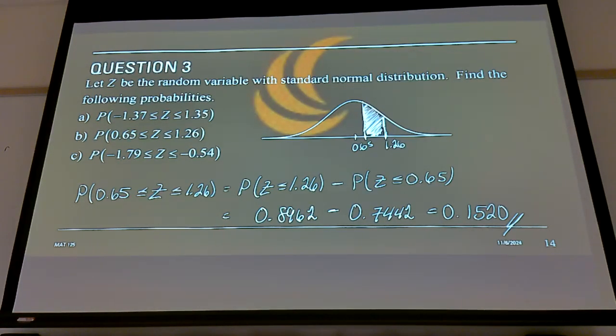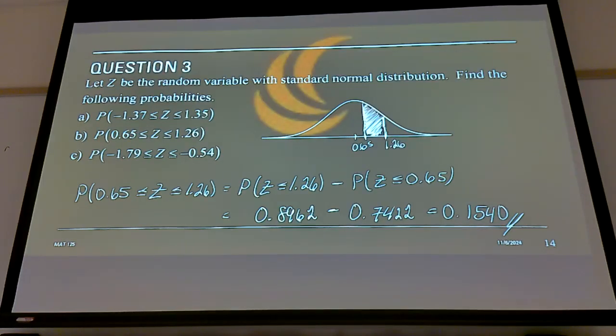0.65. That value is 7422. We put 7442. Glad you saw that. So this should go up to 4 instead of 2 then. 0.1540.